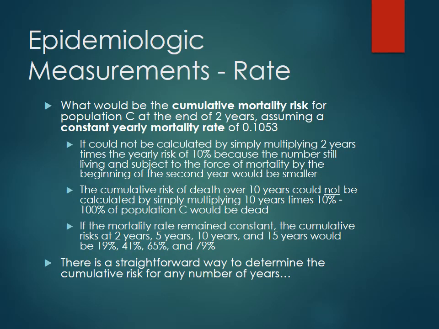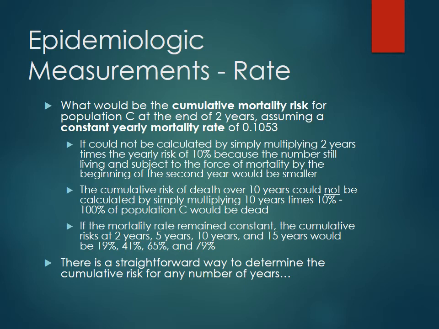Okay, so what would be the cumulative mortality risk for population C at the end of 2 years, assuming you kept that constant yearly mortality rate of 0.1053? Because notice at the beginning of year 2, how many patients are at risk had you had no change in the population?